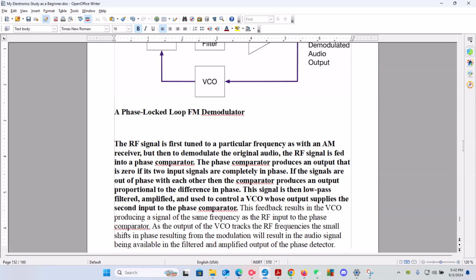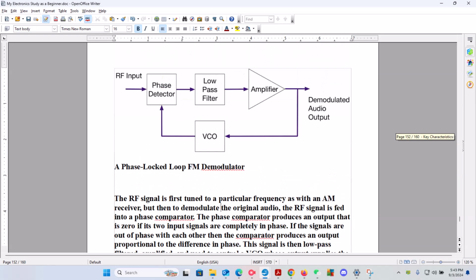Okay. This feedback results in the VCO producing a signal of the same frequency as the RF input to the phase comparator. Now, if you think with common sense why this is important, we need to have the same frequency. We cannot have various frequencies. We need stability in the frequency by having a single frequency. As the output of the VCO tracks RF frequencies, the small shifts in phase resulting from the modulation will result in the audio signal being available in the filtered and amplified output of the phase detector. So technically that is what we have here for the amplifier. Okay.